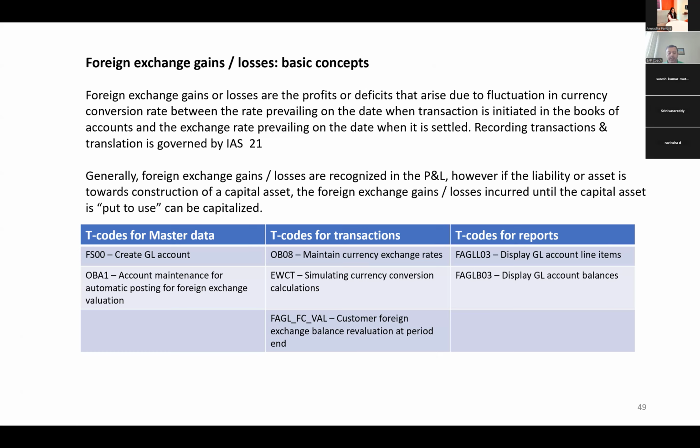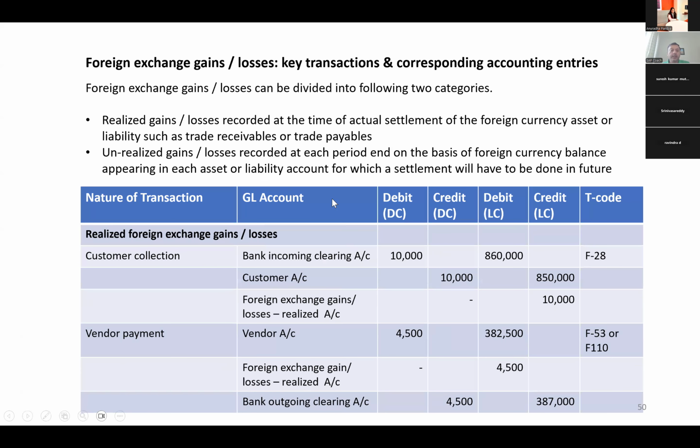So from the document type, you can make out whether this is customer related or vendor related. Sure. Then we'll move to the next slide. Here I am explaining the difference between realized and unrealized. Now I have already explained this difference, so we'll see one entry.